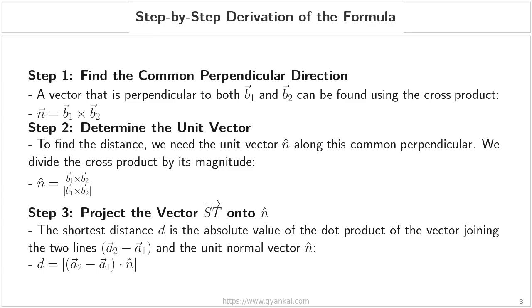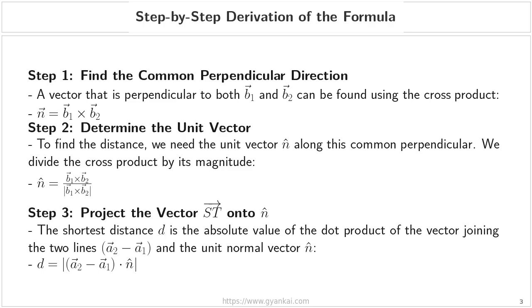Step 3. Now, here is the clever part. We need to find how much of the gap between our two lines lies along that perpendicular direction. We do this by projecting the vector connecting our two points, which is the vector ST, calculated as a2 minus a1, onto our unit vector n hat.